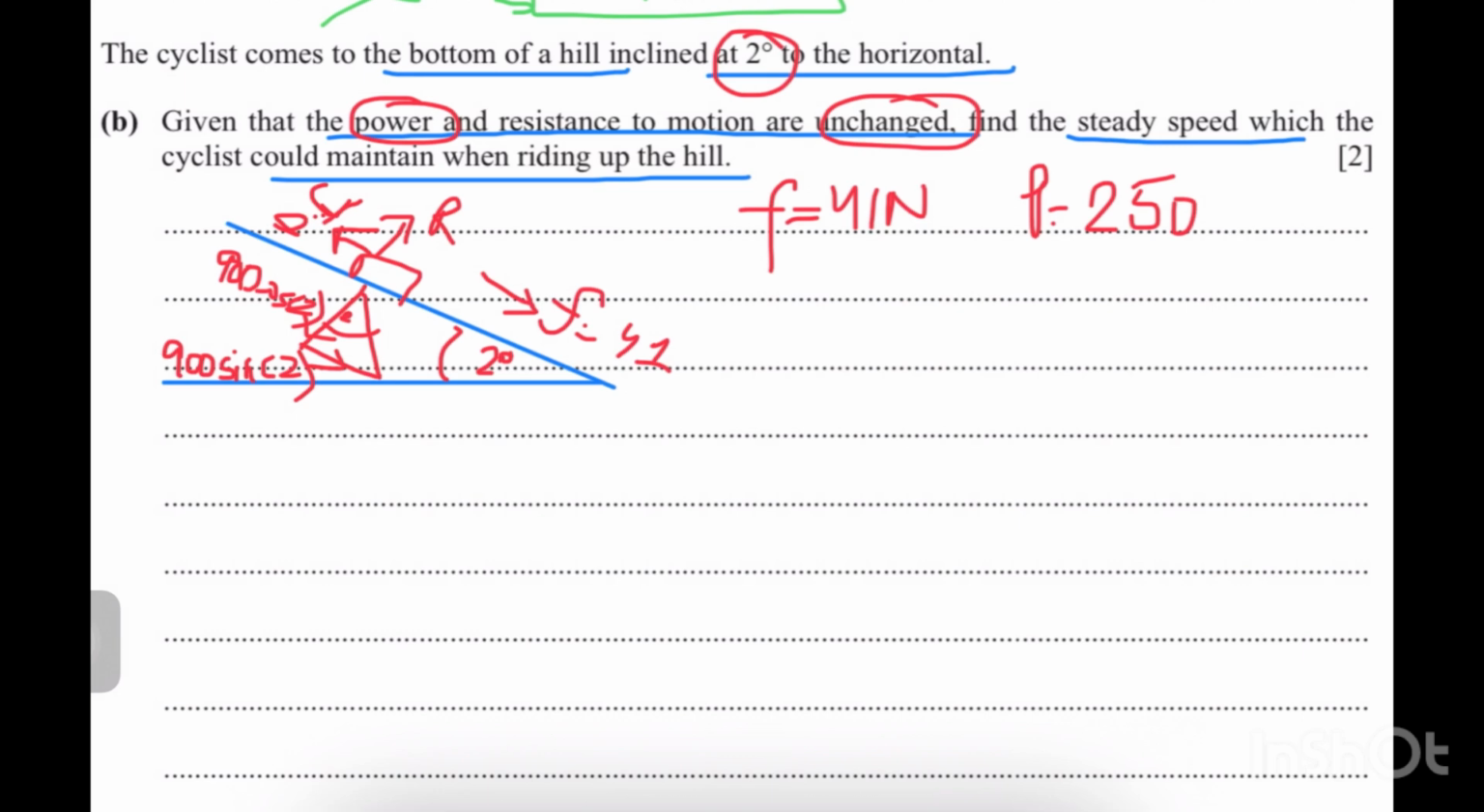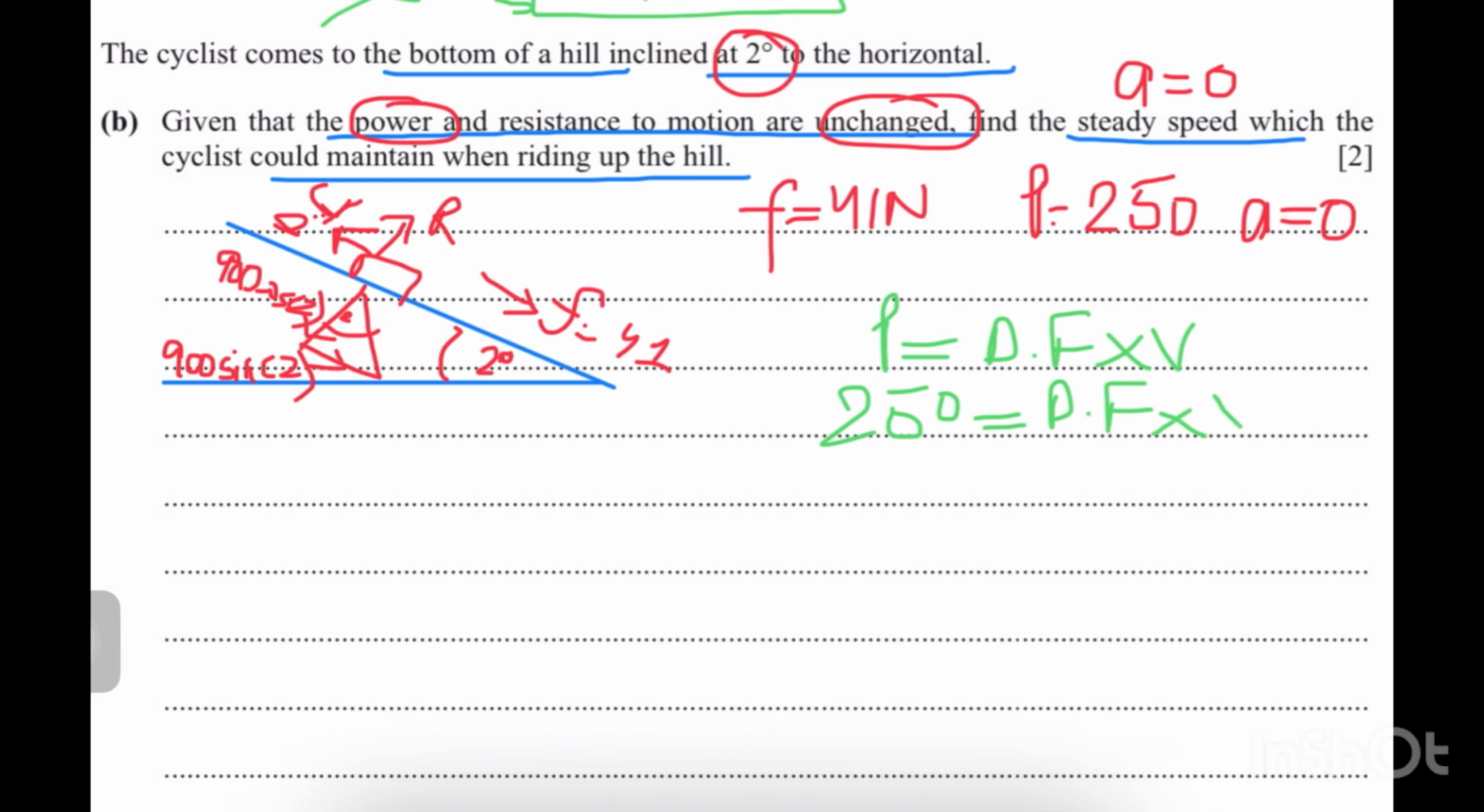Other than that, they have also told us that power is unchanged, and power was equal to 250 watts, and it is told that it was moving at a steady speed. That means it is moving up at a constant speed, making the change in velocity equal to 0, which is acceleration. So acceleration is 0. And so this is instantaneous power again, and we'll use the formula that we used before. Power is equal to the driving force multiplied by the velocity. But in this part, both the driving force and velocity are missing, but we only have to find out the velocity, which is the unknown variable. So to find out the velocity, we first need to find out the driving force.